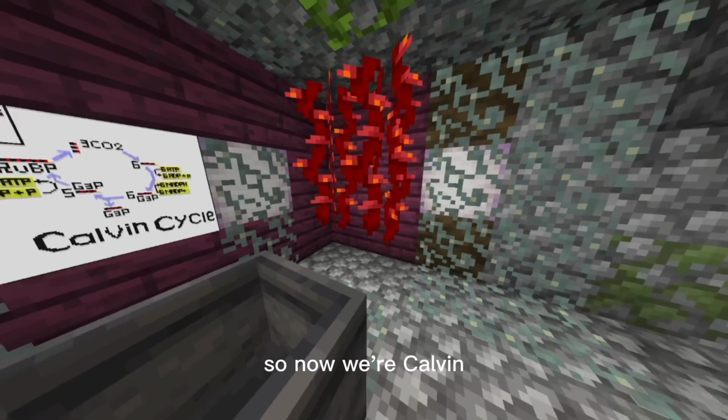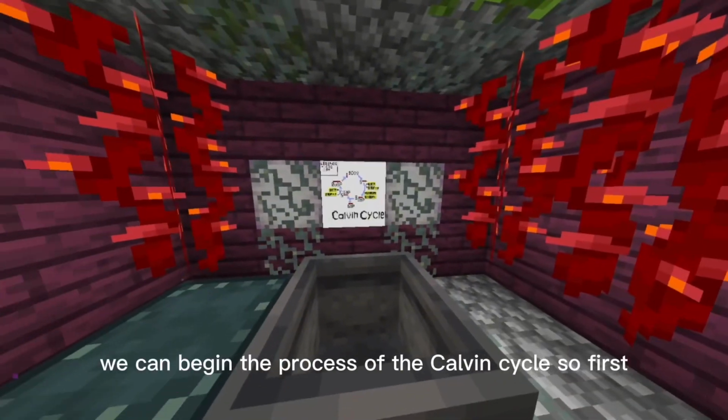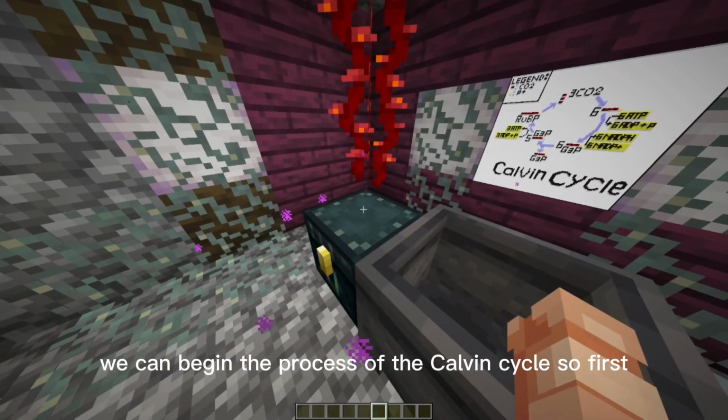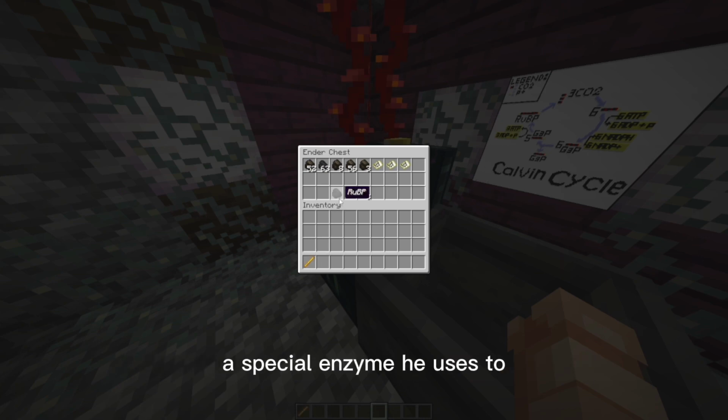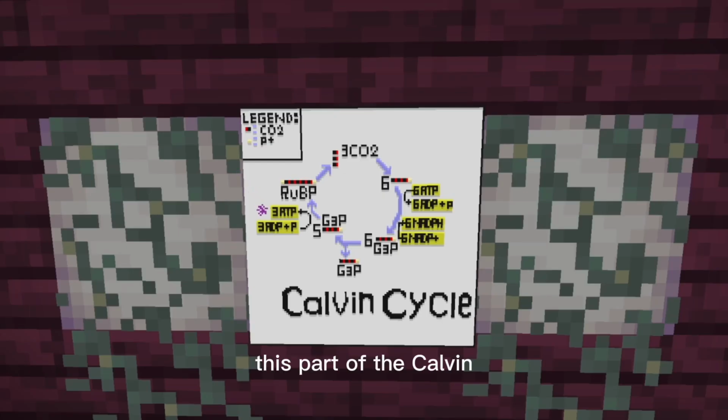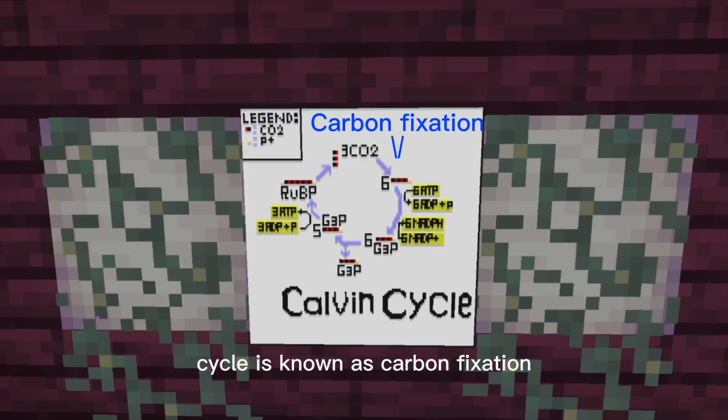So now we're Kelvin. Now that we're Kelvin, we can begin the process of the Kelvin cycle. First, Kelvin is going to take RuBisCO, a special enzyme he uses to bind together RuBP and CO2. This part of the Kelvin cycle is known as carbon fixation. This is one of 3 parts of the Kelvin cycle where a 7 carbon sugar is made.